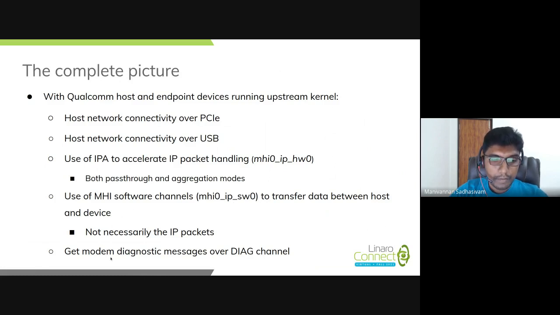And finally, we are planning to use the modem diagnostic messages, or the diag channel. The diag channel exposed by the modem shares the diagnostic messages with the host machine, and in the future we might want to consume it for debugging purposes.